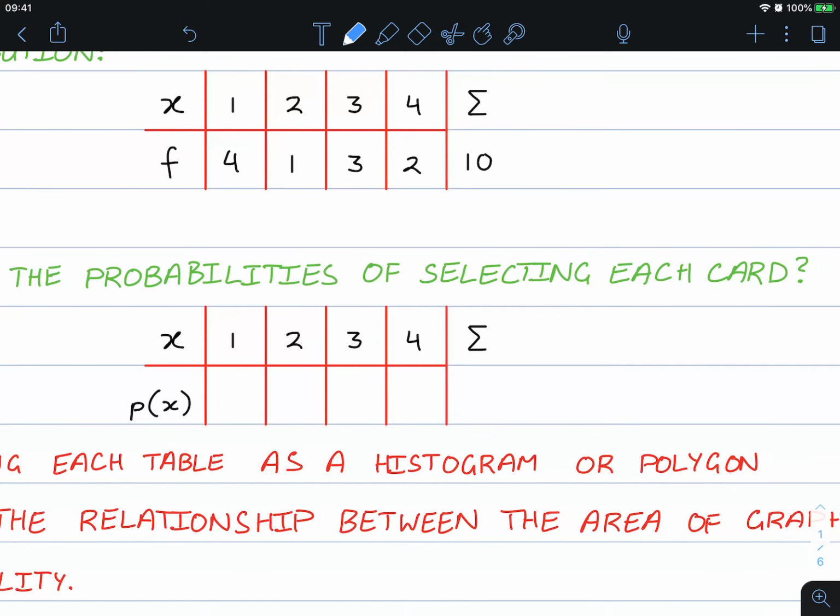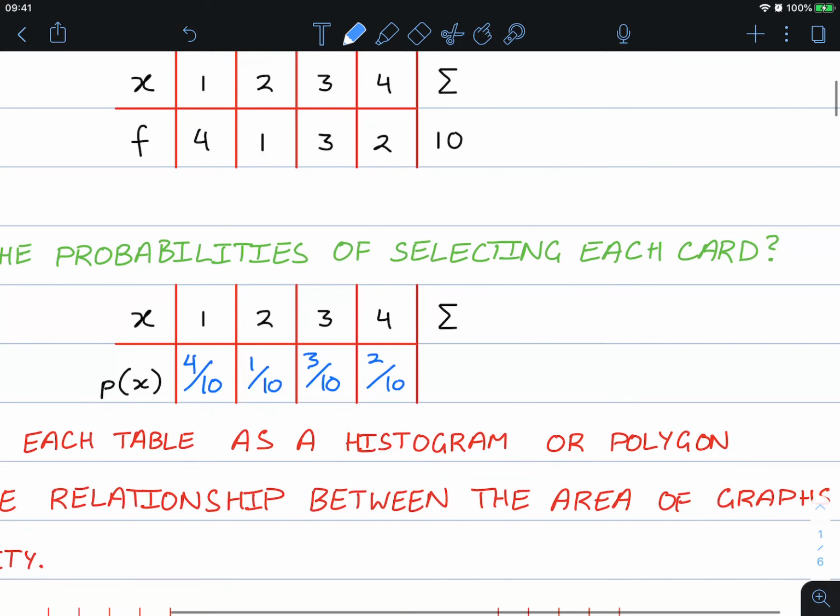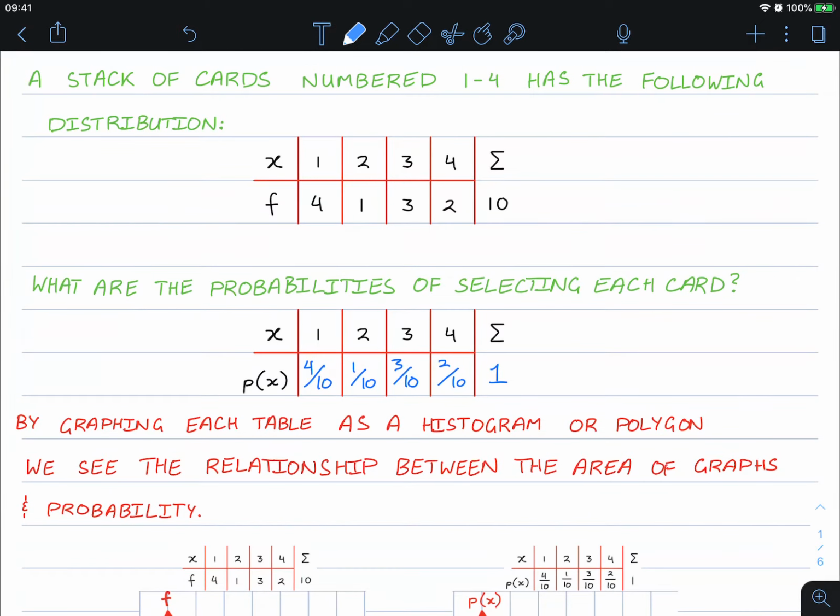Well, the probability of selecting a 1, there's 4 of them out of 10. So its probability is going to be 4 out of 10. Probability of selecting a 2 is 1 out of 10. A 3 is going to be 3 out of 10, and so on. If you were to add all these values up, you would get 10 out of 10, which is equal to a total probability of 1.